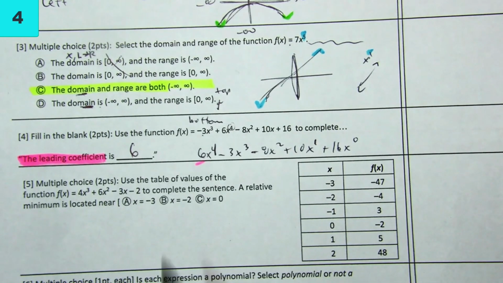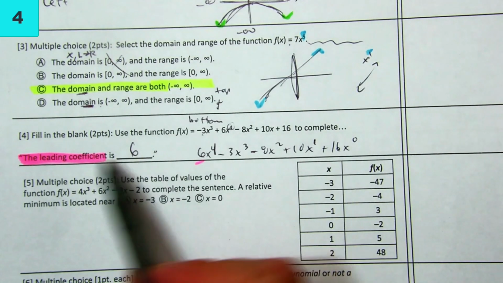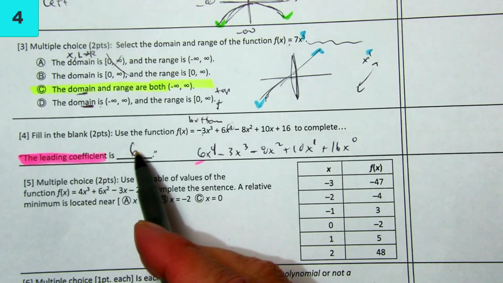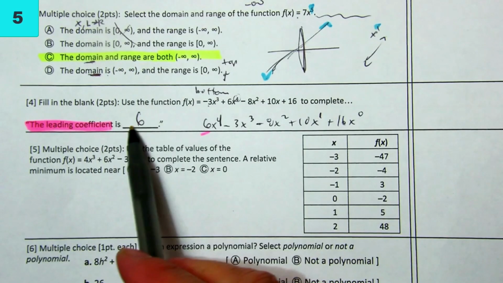I guess I could give you partial points if you said the word positive, but it's meant to be a number. We know that 6 is positive.